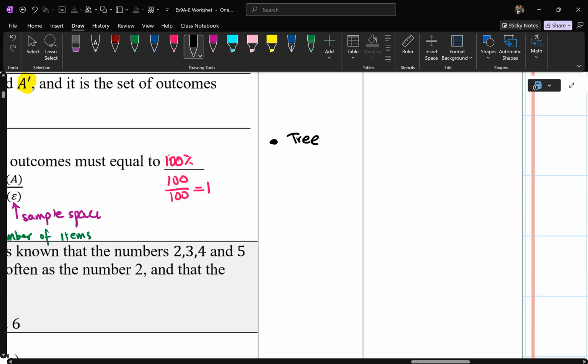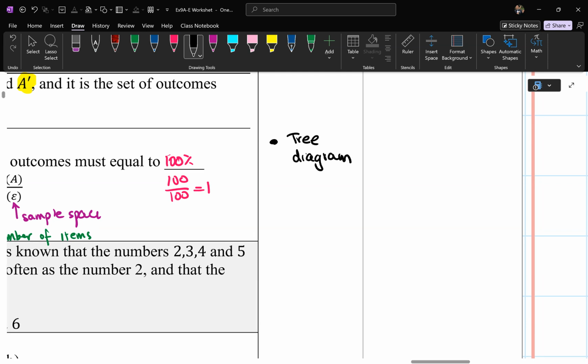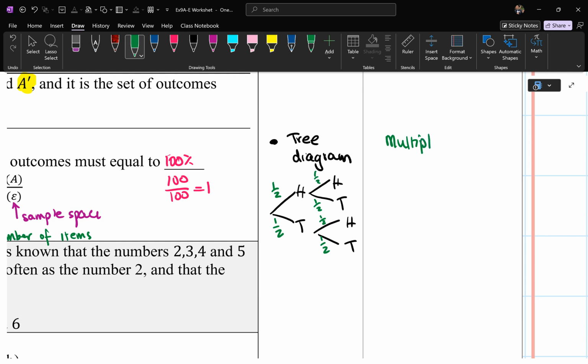Tree diagram. Do you know how to draw a tree diagram? Back from year 7 to 10, have you learned how to use a tree diagram? For example, if I flip a coin twice, do you know how to draw it like heads, tails, heads, tails, heads, tails? Write out the probability. You got half, half, half, half, half, half. But then the tree diagram has one rule. It's called the multiplication rule. Hands up if you remember what the multiplication rule is. Anthony.